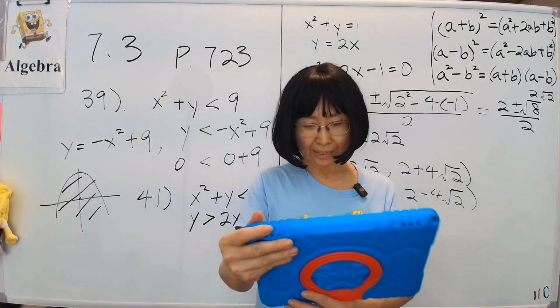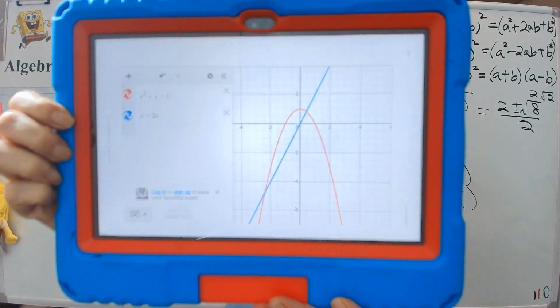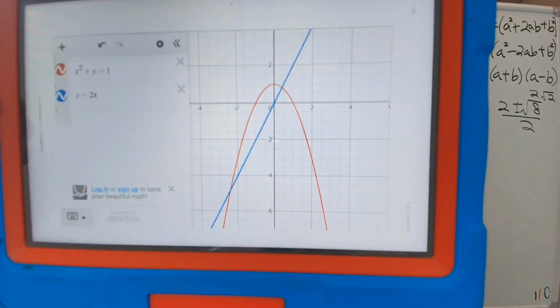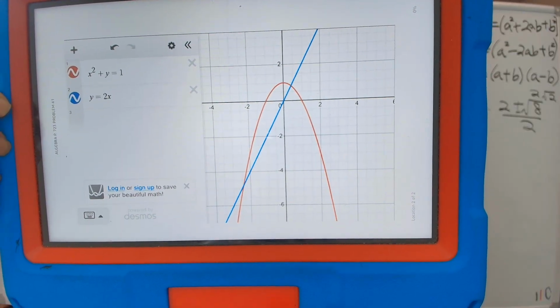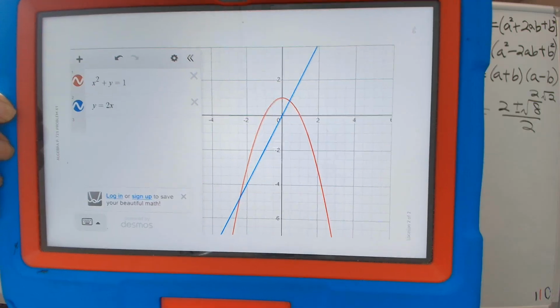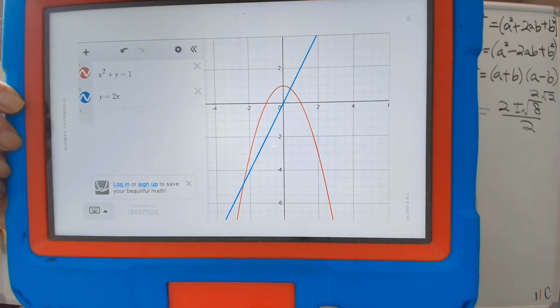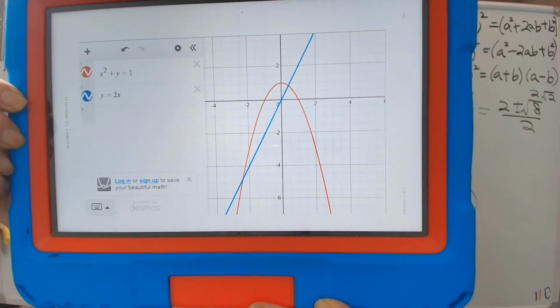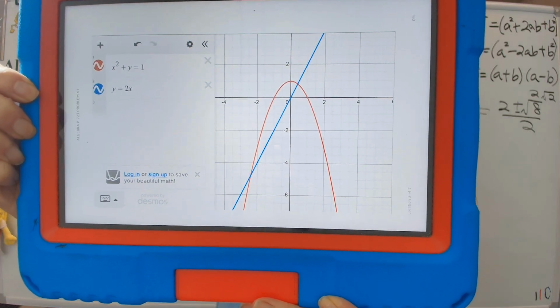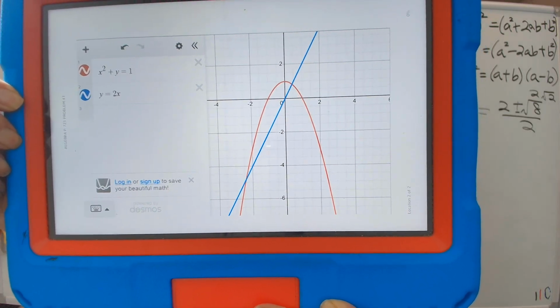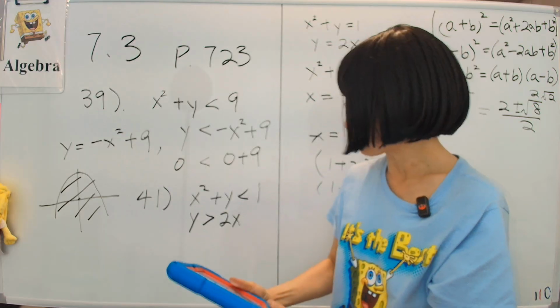So I plotted it in the Desmos calculator, the one online. And as you can see, it turns out to be a parabola that looks like that. One intersection is at x positive, y positive, the other intersection at x negative, y negative. So that's what the graph looks like.